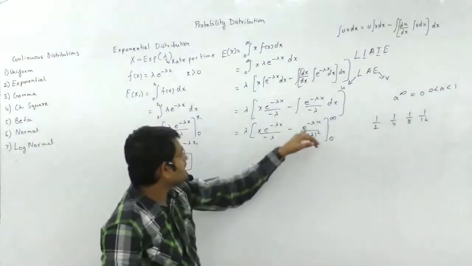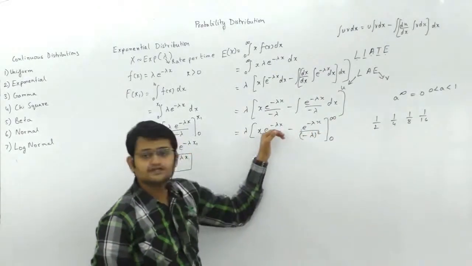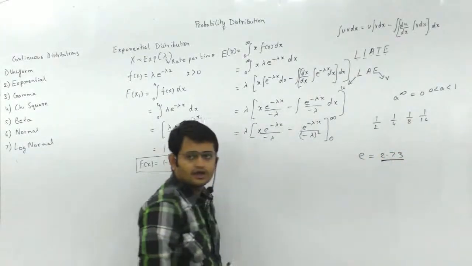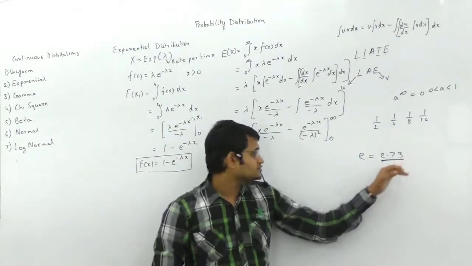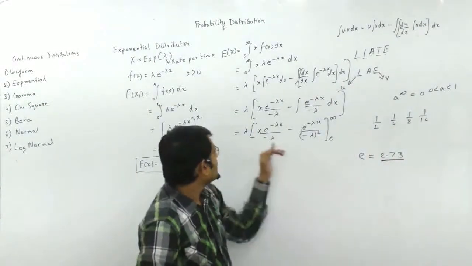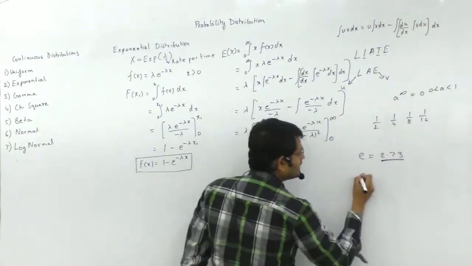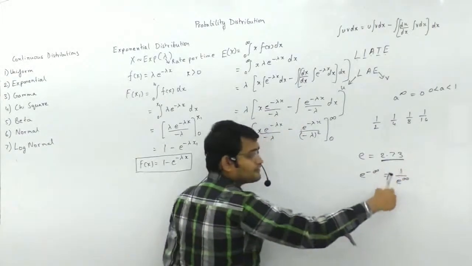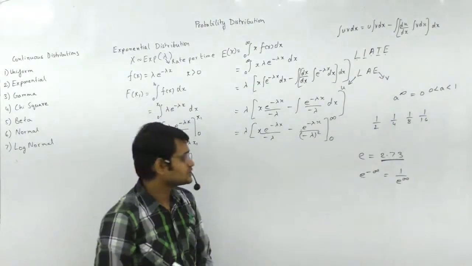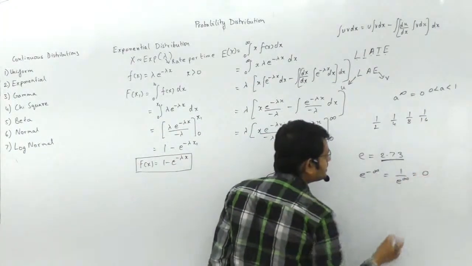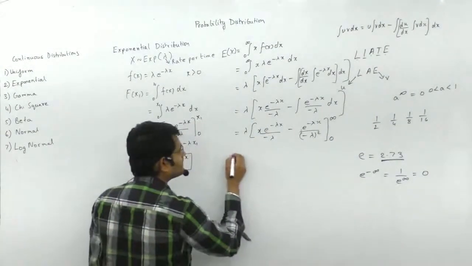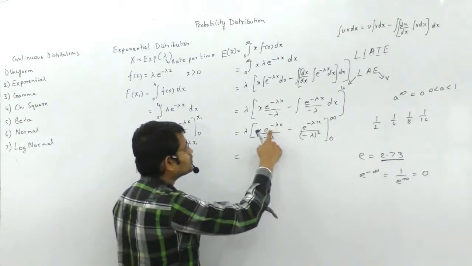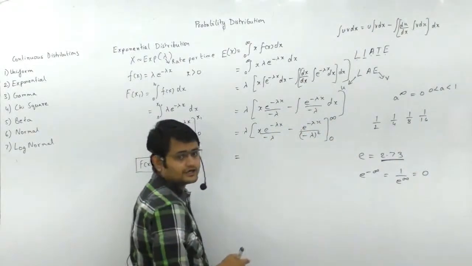So here, when we put x equals infinity, e is a value. What is e? It's an irrational value, somewhere around 0.73 [sic]. And when we have e raised to minus infinity, it is nothing but a value between 0 and 1. Therefore, we say e raised to minus infinity will be 0. So when I put e raised to minus infinity here, I get a 0, and when I put e raised to minus infinity here, I get a 0.